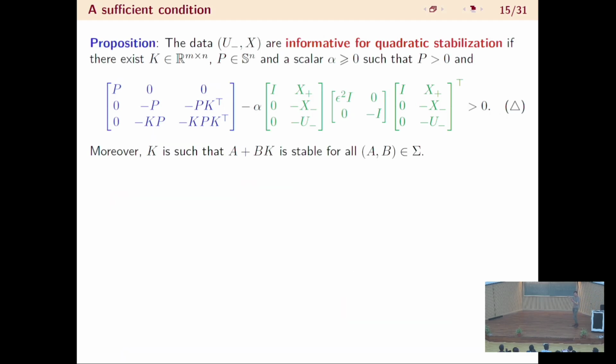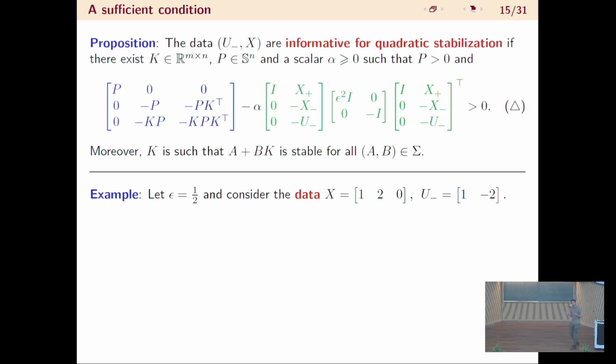Yeah, so to summarize the result that we obtained, I formulate this proposition. What we've just proven on the previous slide and on the board is that the data are informative for quadratic stabilization if there exist matrices K, P, and a scalar alpha, such that P is positive definite, and this matrix inequality holds over here. Moreover, in that case, if you have a solution P, K, and alpha to this matrix inequality, then this matrix K stabilizes all systems consistent with the data, because the Lyapunov inequality holds for all systems consistent with the data.